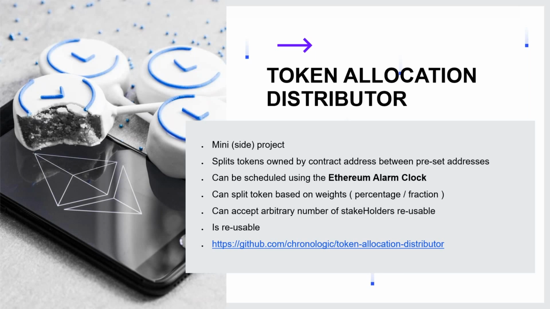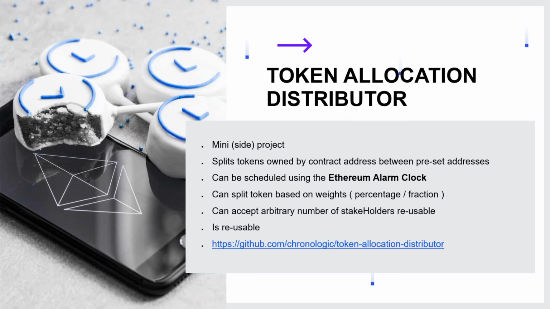So what that means is, when you're about to deploy the smart contract, you get to set the address of each stakeholder and the weight, or the percentage or fraction, of each one of the stakeholders, such that the smart contract, making use of that information, would split whatever tokens it owns between the addresses in question. It is also very interesting in the sense that it can be directly linked to the Ethereum alarm clock, which is why it was an interesting side project, because it's a wonderful use case for the Ethereum alarm clock.